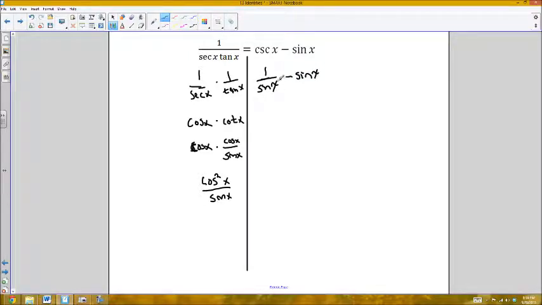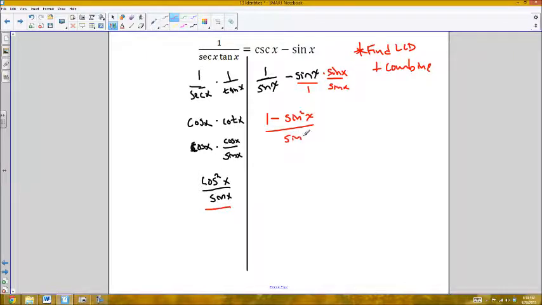Now whenever you have two different expressions and one's a fraction, one thing you can do is find an LCD and combine into a single term. Notice that I only have a single term on my left-hand side, so if I combine these to be a single term, I should be able to get it to look like this. So to do that, I'm going to multiply sine by sine x over sine x, so that I can get it over the common denominator of sine x, and I'll end up with 1 minus sine squared x over sine of x.